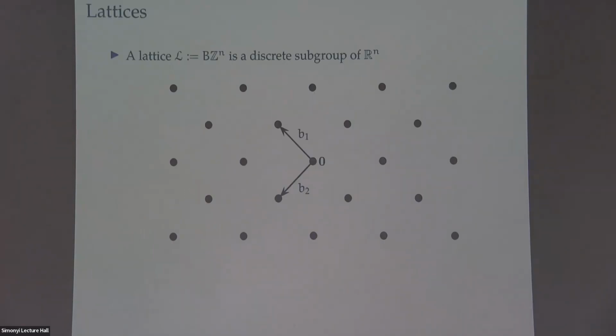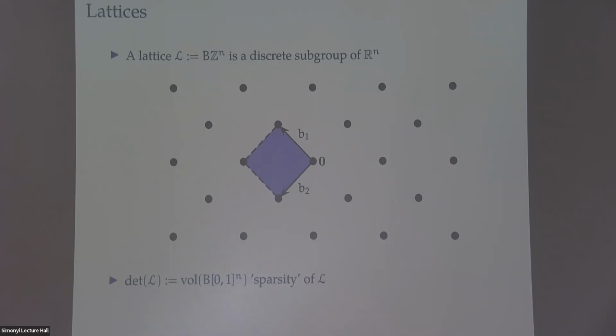So one of the objects of study here will be lattices. Lattices are just discrete subgroups of R^n. What does this mean? It means I give you some bases, B1, B2, and I take the integer linear combinations of these bases, and this is my lattice. The bases need not be unique.